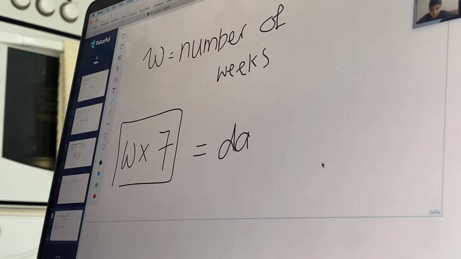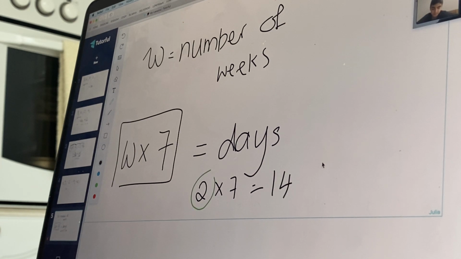So if it was 2 weeks, it would be 14. So it would be 2 times 7. So we plug in, we do something called substitution. We take 2 and we substitute W for 2. Okay?